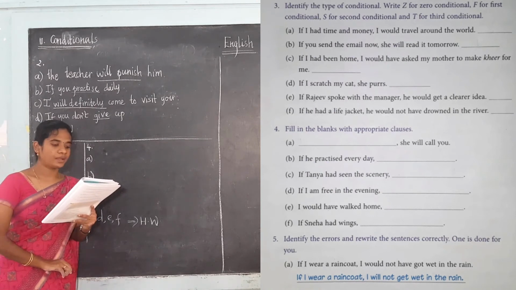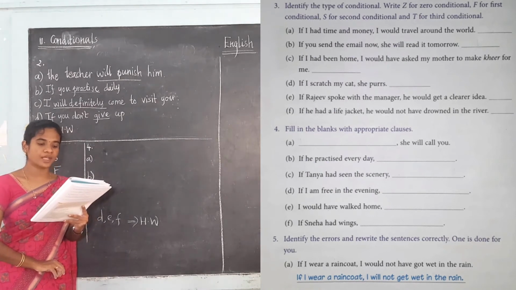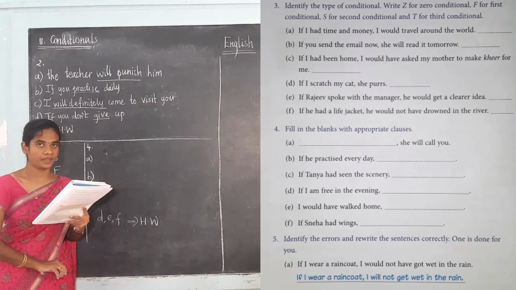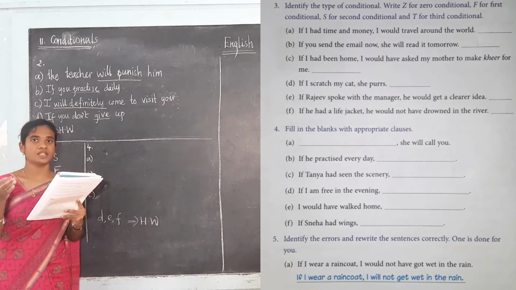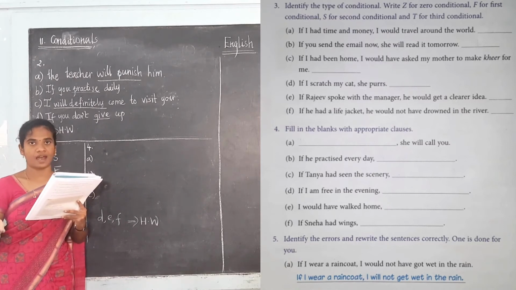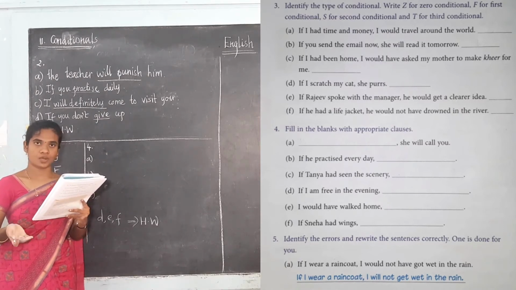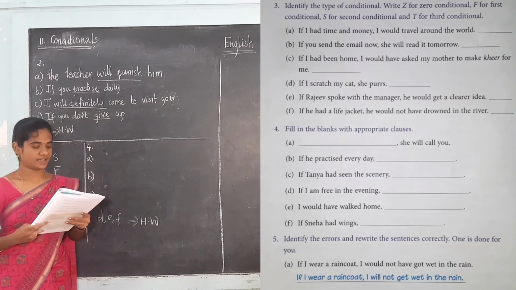And if I had been home, I would have asked my mother to make ghee for me. What is given is the if clause in the past perfect, and in the main clause would have plus past participle. So it comes under the third conditional.